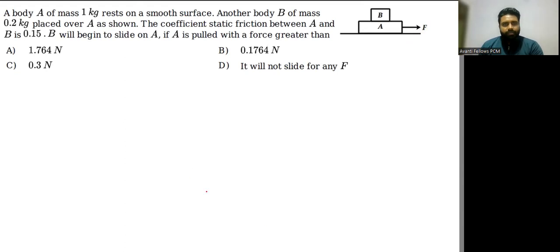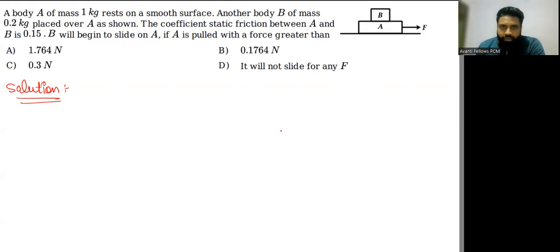Now, in this question, this is the most general type of question from friction that can be asked: a block over a block. In this system, a body A of mass 1 kg rests on a smooth surface. Another body B of mass 0.2 kg is placed over A as shown. The coefficient of static friction between A and B is 0.15. So B will begin to slide on A if A is pulled with a force greater than what? So we have to calculate the condition so that the block will begin to slide.